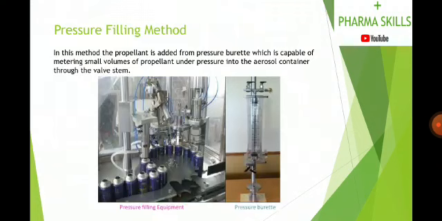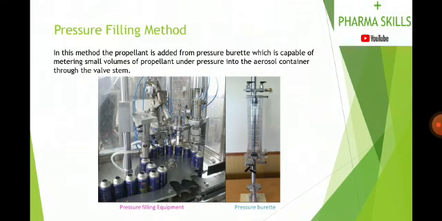The first is pressure filling method. This is the most commonly employed method. Product concentrate is filled into the container and valve assembly is crimped into place. The propellant is then added through pressure burette. The pressure burette is capable of metering small volumes of the propellant under pressure into aerosol container through valve system.